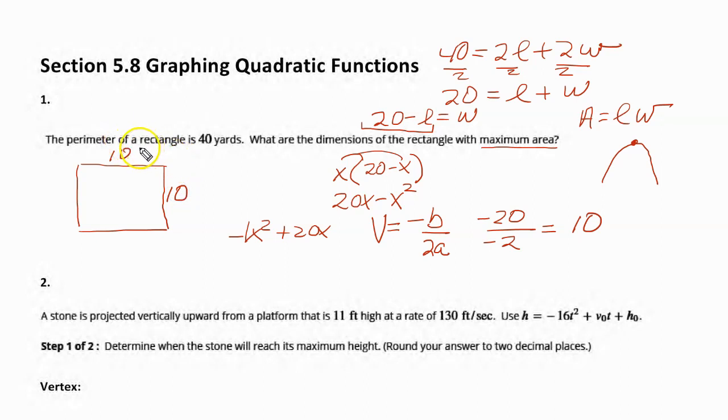So even though they initially described it as a rectangle, this is actually going to be a square. And 10 times 10 would be the dimensions of our rectangle, which is a square. They're not asking what the area would be, but we see that this checks out for our perimeter is 40. Okay, let's go on to number 2.